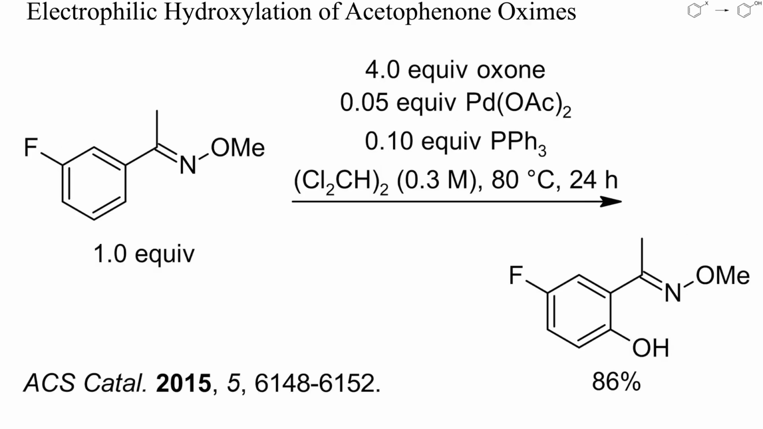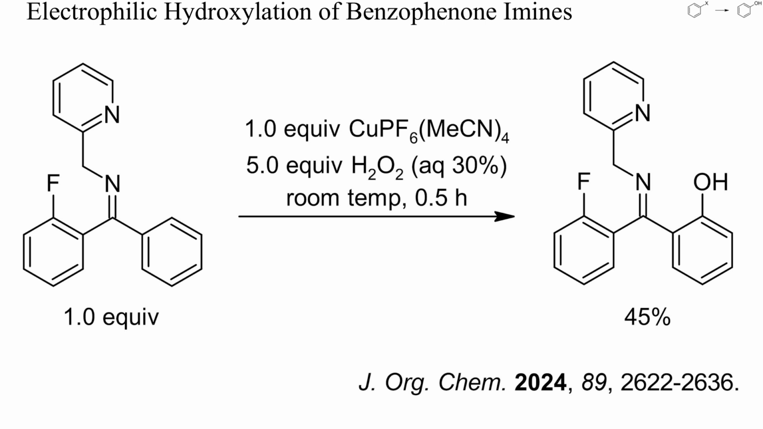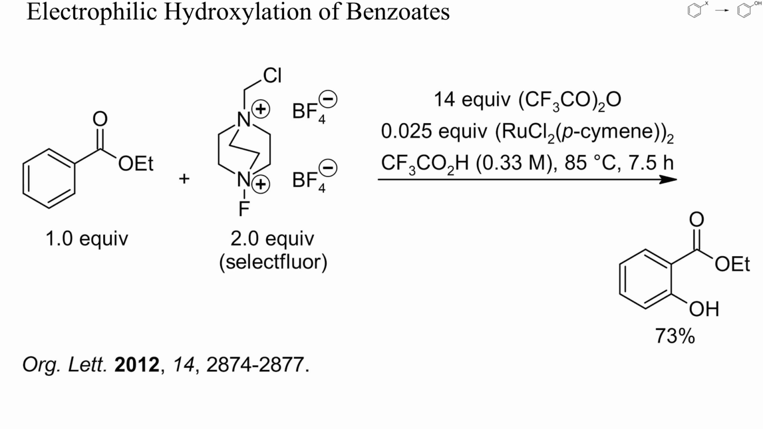Similarly, oximes of aryl ketones can be hydroxylated by oxone and catalytic palladium acetate. In electrophilic aromatic substitutions, fluorine is strongly para-directing, and accordingly the hydroxylation proceeded here with high regioselectivity para to the fluorine atom. In this example, a benzophenone imine was hydroxylated with 1 equivalent of copper(I) and an excess of hydrogen peroxide. No heating was required and the reaction was complete after only half an hour.